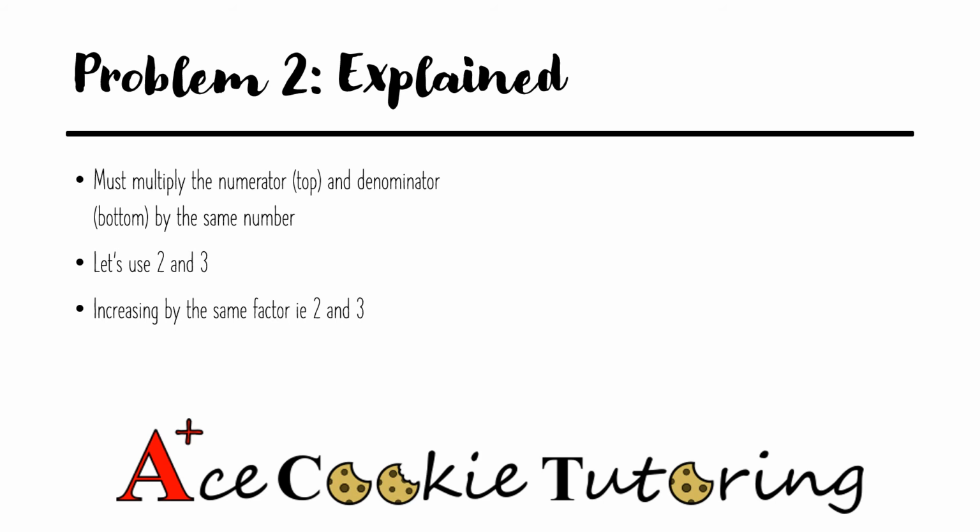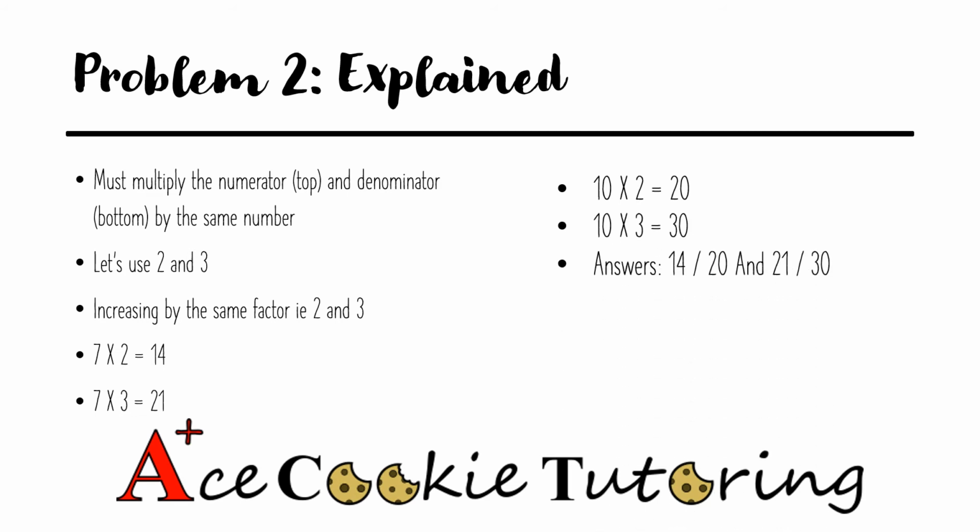I have 7 over 10, and I'm going to increase it by a factor of 2 for those first 2 boxes on the right, and then I'm going to increase 7 over 10 by a factor of 3 to fill up those last 2 boxes on the right. So that means I'm going to do 7 times 2, and then 7 times 3. And then same thing with the 10s, because whatever I do to the numerator, I must also do to the denominator. So 10 times 2, and then 10 times 3. That means I'm going to have 14 over 20 and 21 over 30.